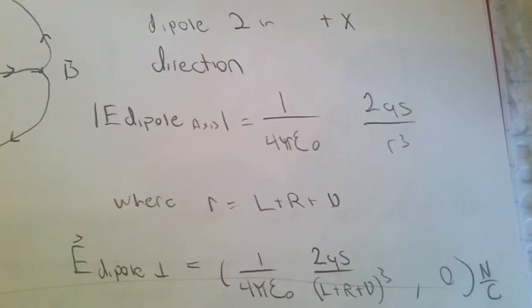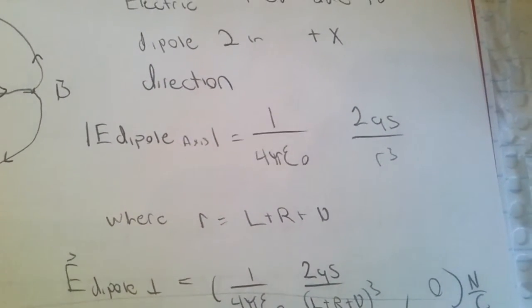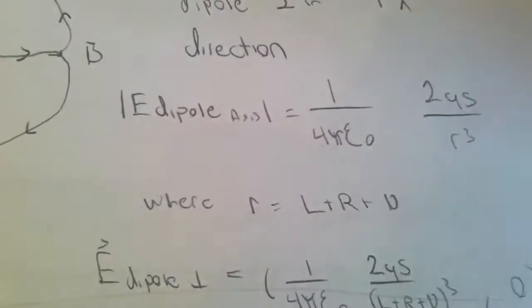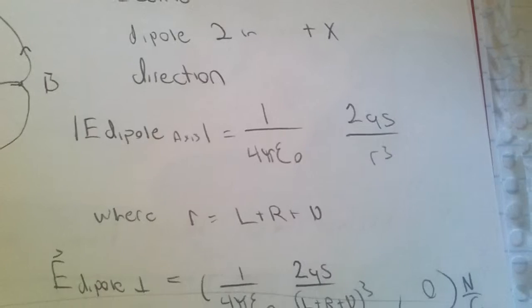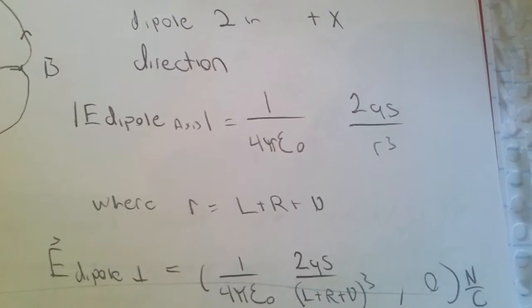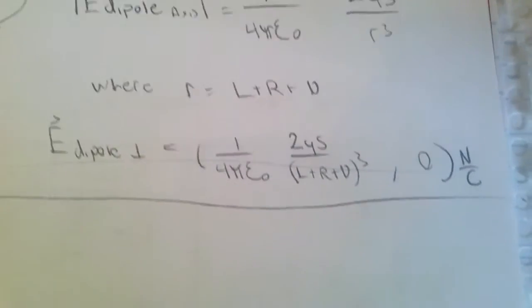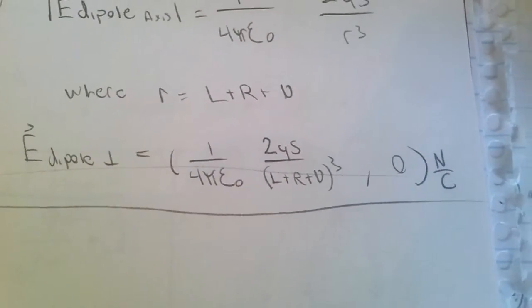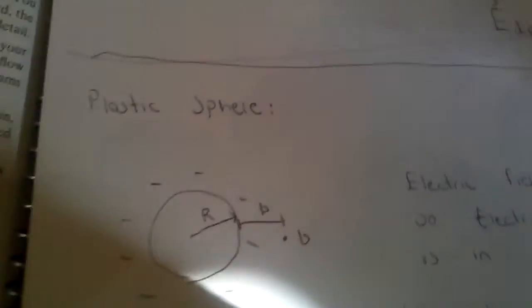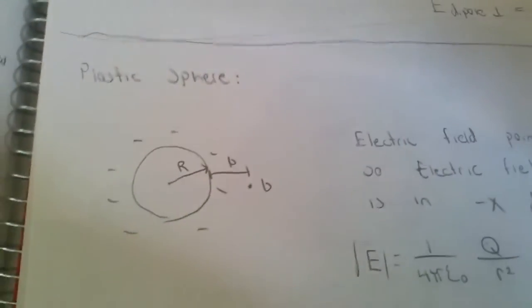We use the formula we stated earlier, E dipole on axis, since B is located on the axis of each component of the dipole. We use this formula, where r also equals L plus R plus b, as we can see in the last problem, which gives you this as the dipole for on axis. The next, we need to consider the plastic sphere.